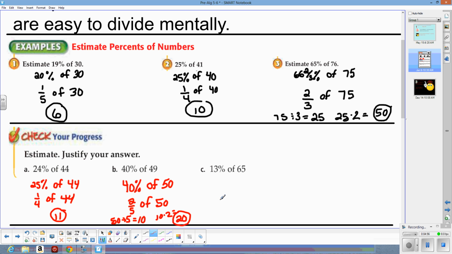The last one might be a little bit harder for you to do mentally, if you're not aware that 13% is really close to 12.5%, and 12.5% is 1/8. Since we're doing 1/8, something compatible that's near 65 would be 64. So 1/8 of 64. 1/8 of 64 is 8.